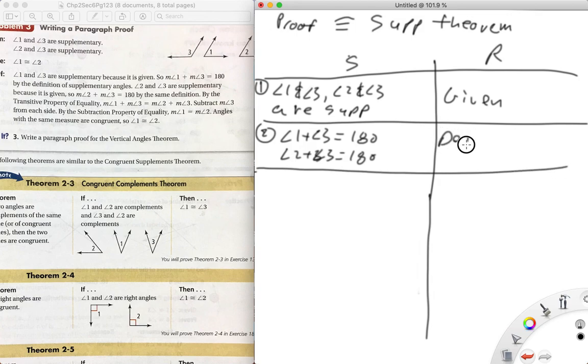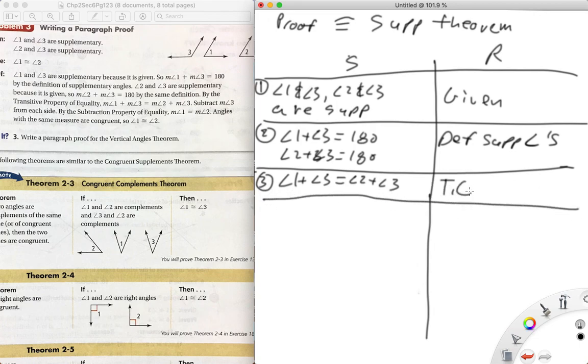Definition of supplementary angles, which says that if they're supplementary angles, then they add up to 180. Notice that they both add up to 180. So since they both add up to 180, they both equal the same thing. So angle 1 plus angle 3 is equal to angle 2 plus angle 3. And that's because of the transitive property of equality. I will also accept substitution.